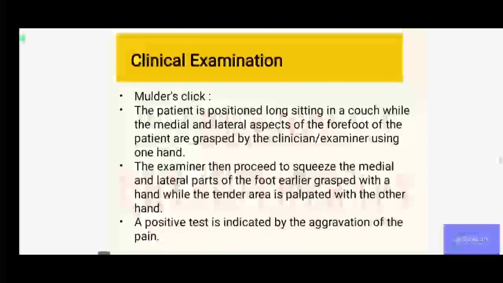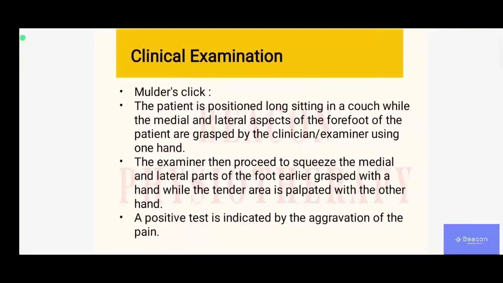Clinical examination. As a clinician, how are we going to diagnose clinical Morton's neuroma? There is a specific examination that can be performed. It's called Mulder's click. The patient is positioned in long sitting on a couch, while the medial and lateral aspects of the forefoot of the patient are grasped by the examiner using one hand. The examiner then squeezes the medial and lateral parts of the foot, earlier grasped with a hand, while the tender area is palpated with the other hand. The positive test is indicated by aggravation of the pain.